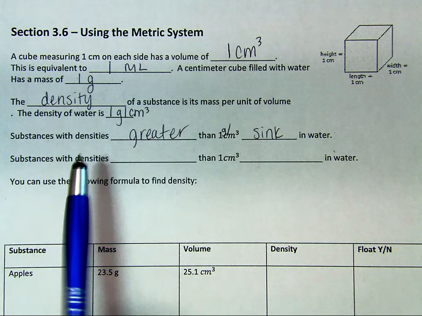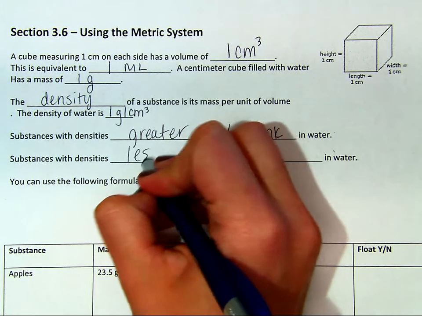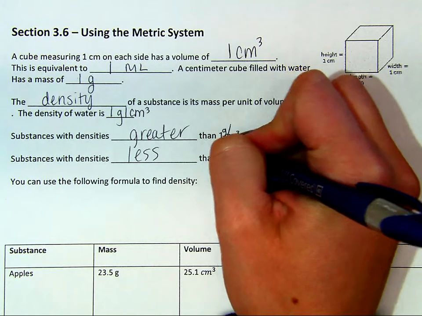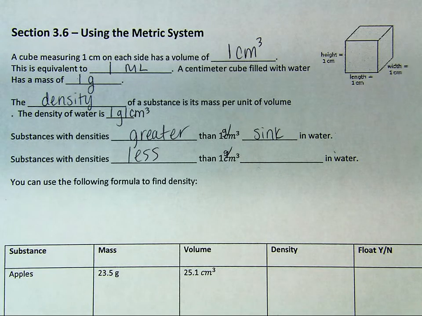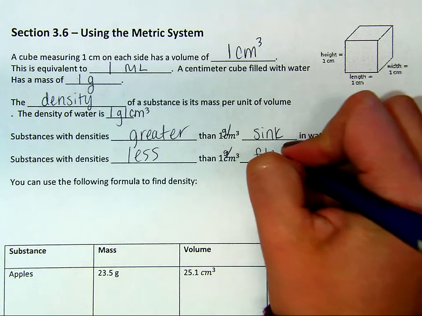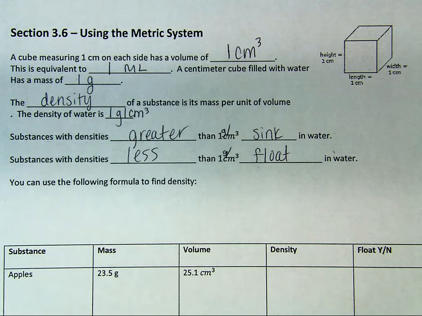Substances with densities less than 1 gram per centimeter cubed, again that should say gram per centimeter cubed, they would float in water. Okay, so if it's not as compact as water, if maybe something had a density of 0.5 grams per centimeter cubed, it would float in water.